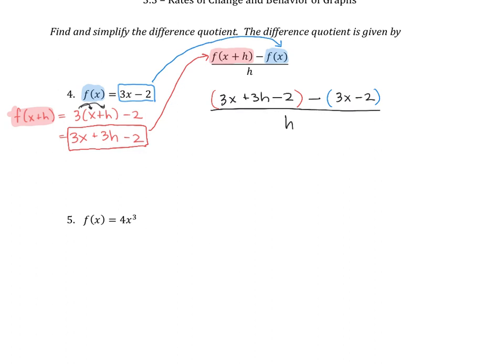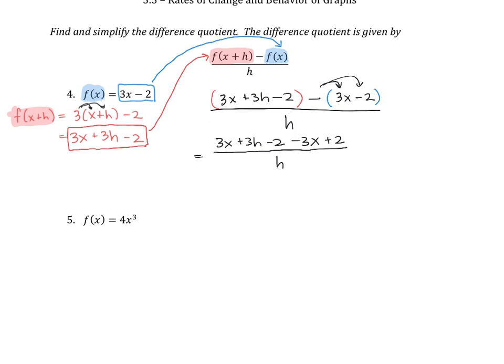which just came directly from the formula, the h, right? So it's red minus blue over h. And now I'm going to simplify this. So 3x plus 3h minus 2, distribute the negative, minus 3x plus 2 over h.